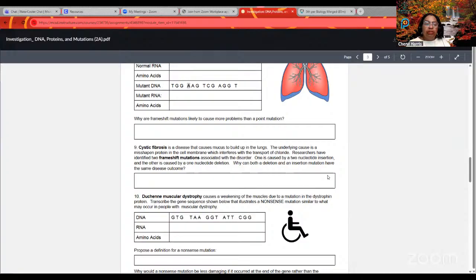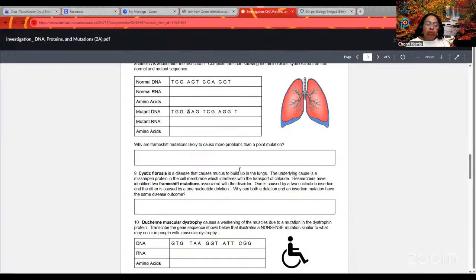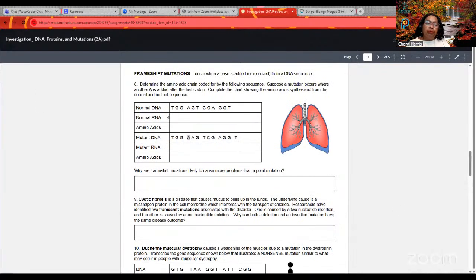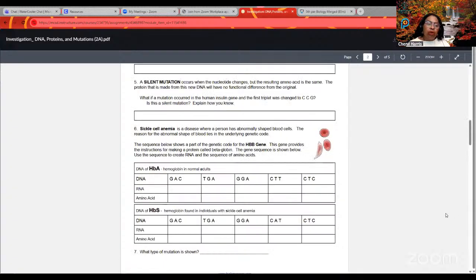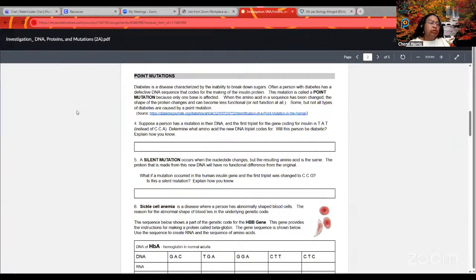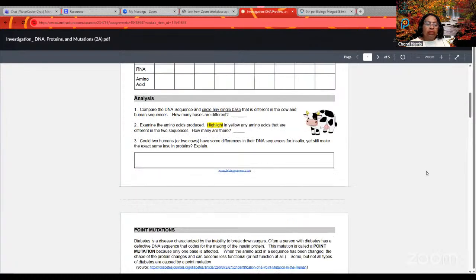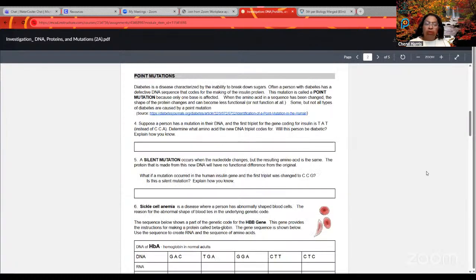Alrighty, so everybody should be here. And we stopped here talking about, okay, let me back up just a little bit. So over here we were talking about the two types of mutations. I'm going to review hopefully so everybody gets in. All right. So the first one that we talked about was point mutation, and that went along with our little cow and human insulin translation.